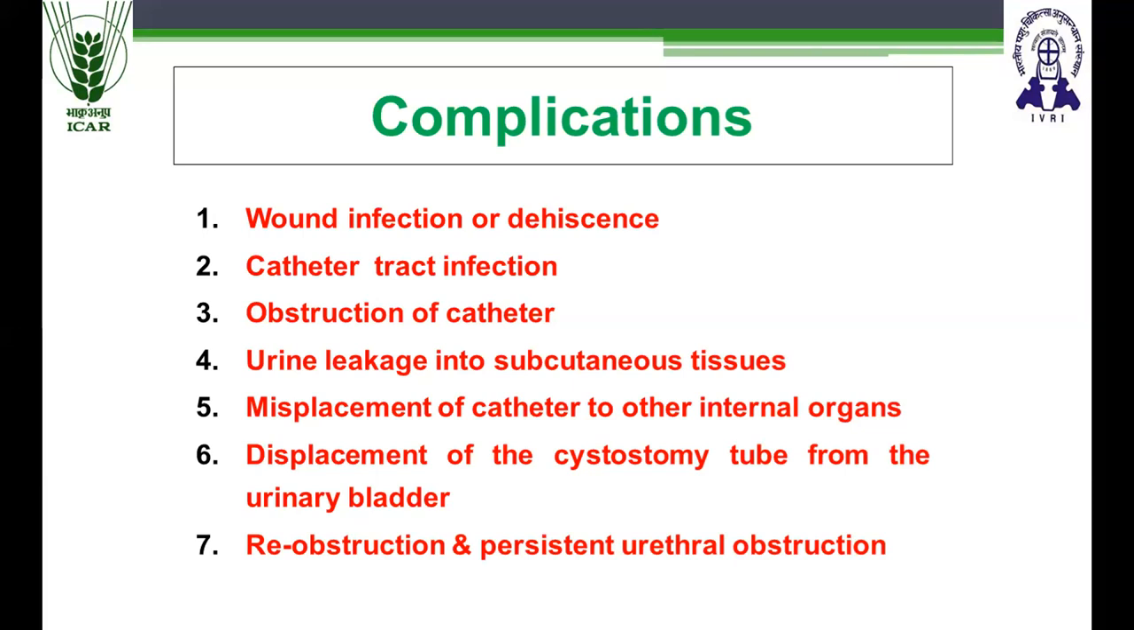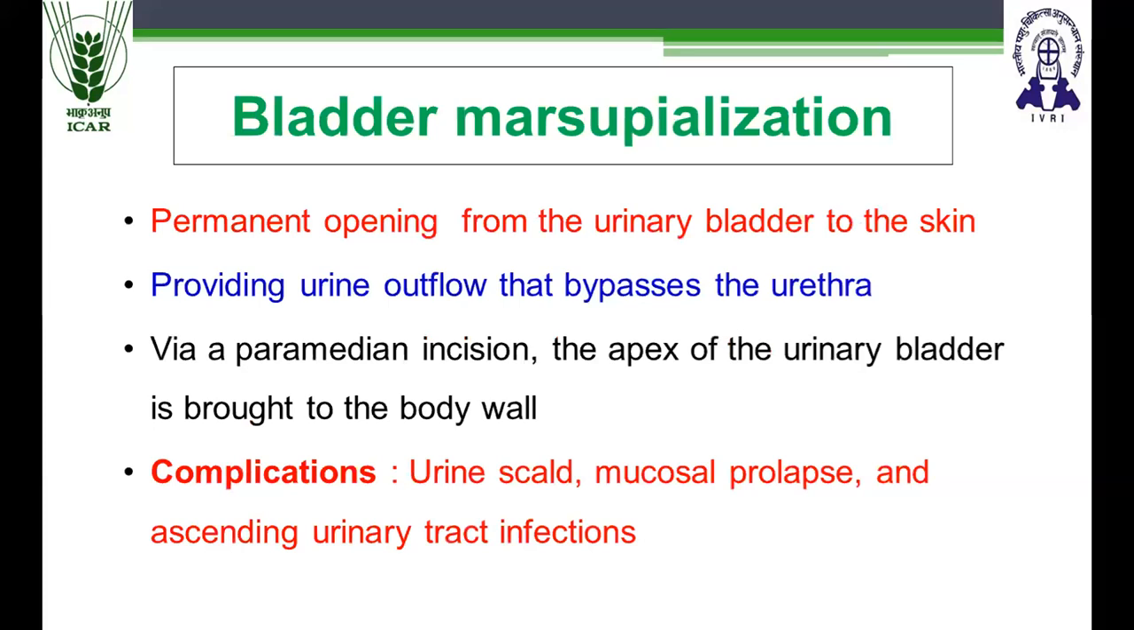and persistent urethral obstruction. Next method for treating obstructive urolithiasis is bladder marsupialization. It is a very rarely used technique. Just to throw some light, it is creating a permanent opening from the urinary bladder to the skin. It will provide urine outflow that bypasses the urethra. So through a paramedian incision, we are fixing the bladder to the body wall. In such cases, there is more chance of infection because the bladder is open to the environment, and there can be urine scald, mucosal prolapse of the bladder and infection.